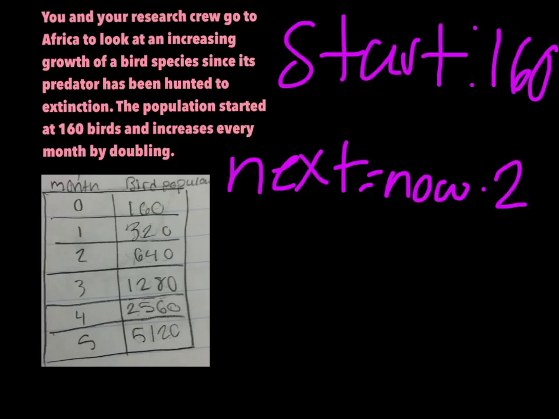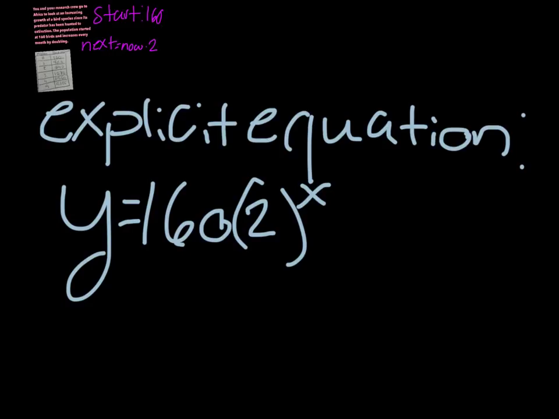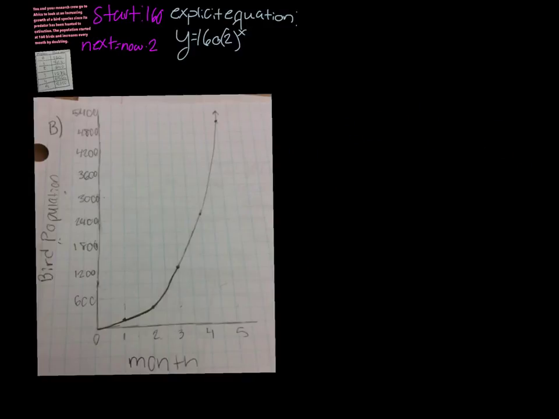You and your research crew go to Africa to look at an increasing growth of a bird species since its predator has been hunted to extinction. The population has started at 160 birds and increases every month by doubling. The start is 160. For the next equals now rule, you get next equals now times 2. The explicit equation is y equals 160 times 2 to the x power. This is the graph. See how it is curved, meaning it is an exponential growth problem.